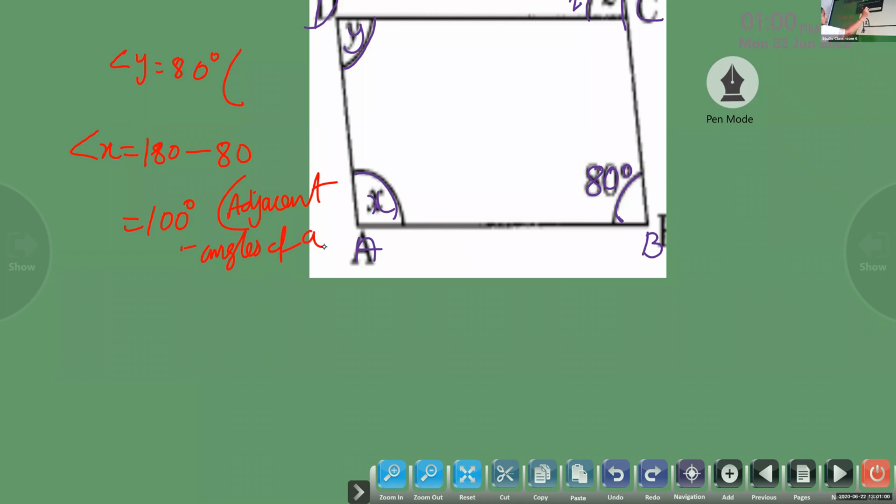Unmute your audio, all of you, unmute your audio. Adjacent angles of a parallelogram. Mute the audio. Mute, sorry, not unmute, mute it.